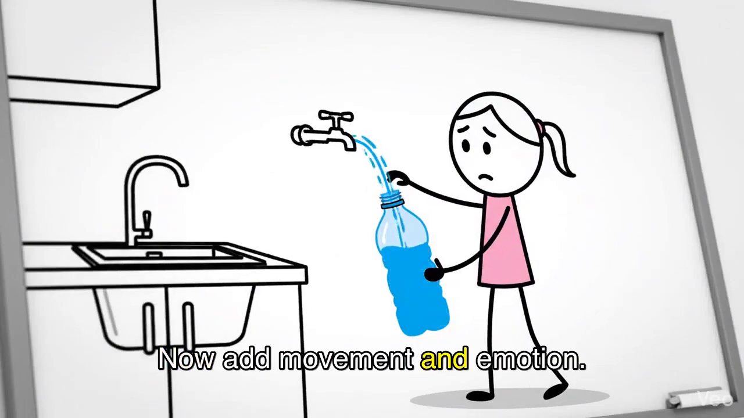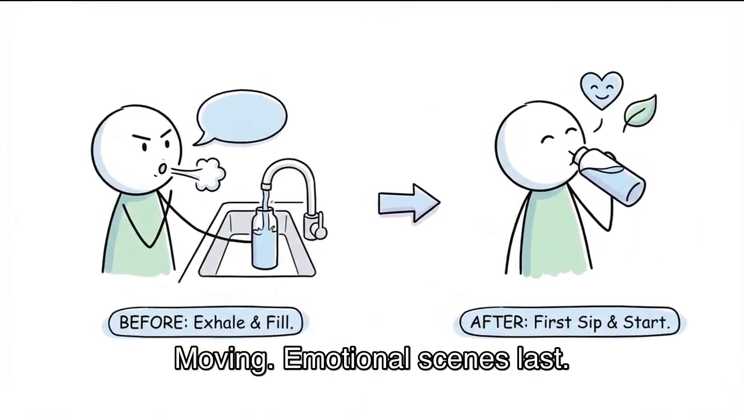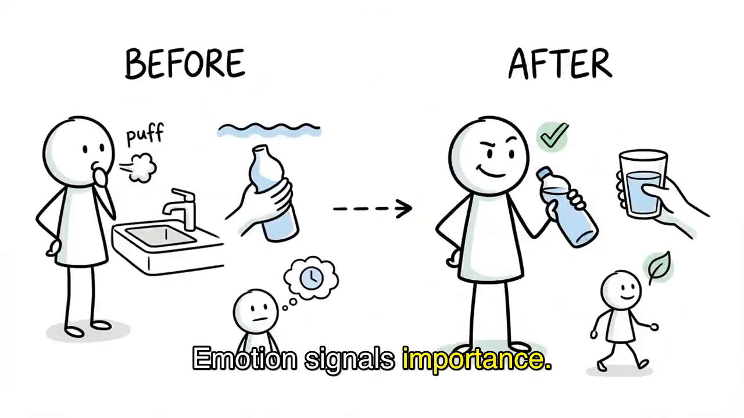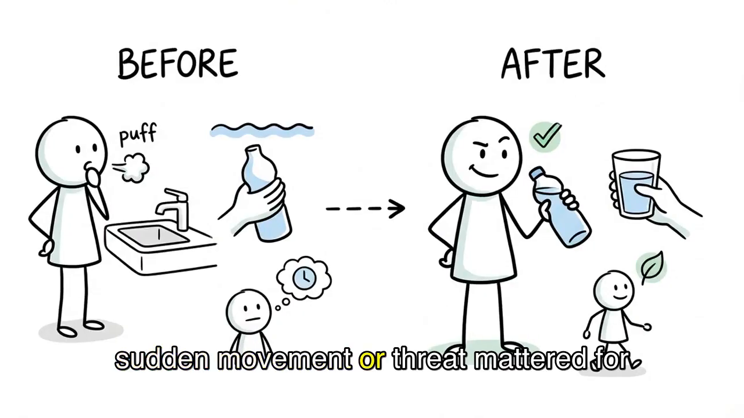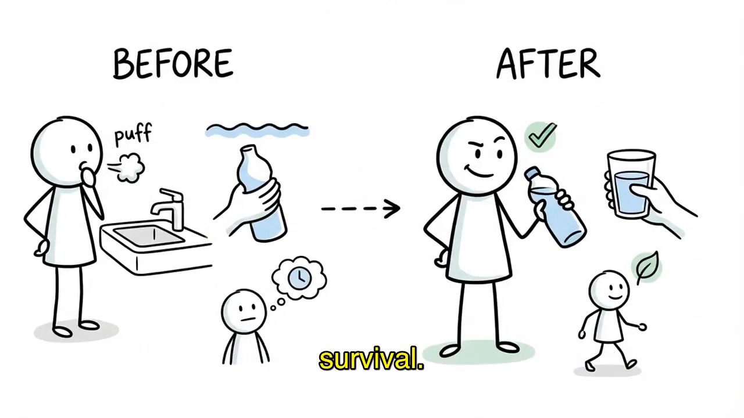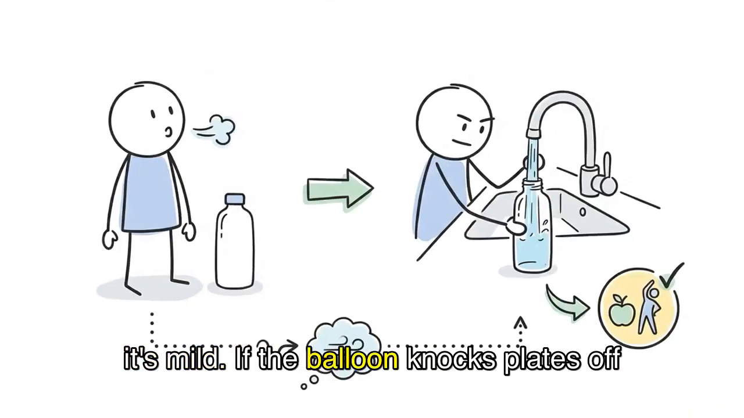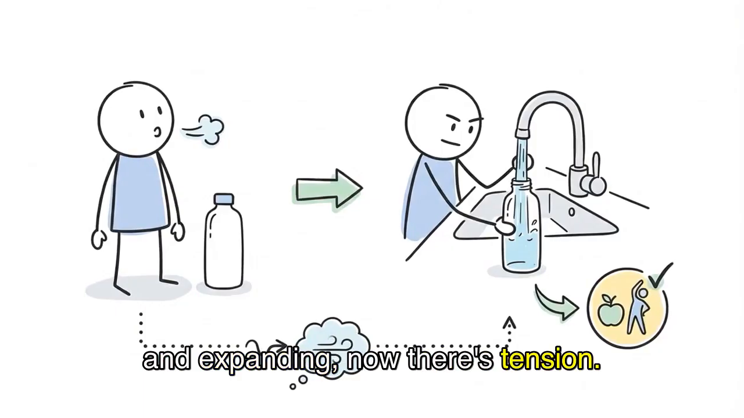Now add movement and emotion. Static images fade. Moving, emotional scenes last. Emotion signals importance. For most of human history, sudden movement or threat mattered for survival. If inflation is just a balloon, it's mild. If the balloon knocks plates off the table while laughing and expanding, now there's tension.